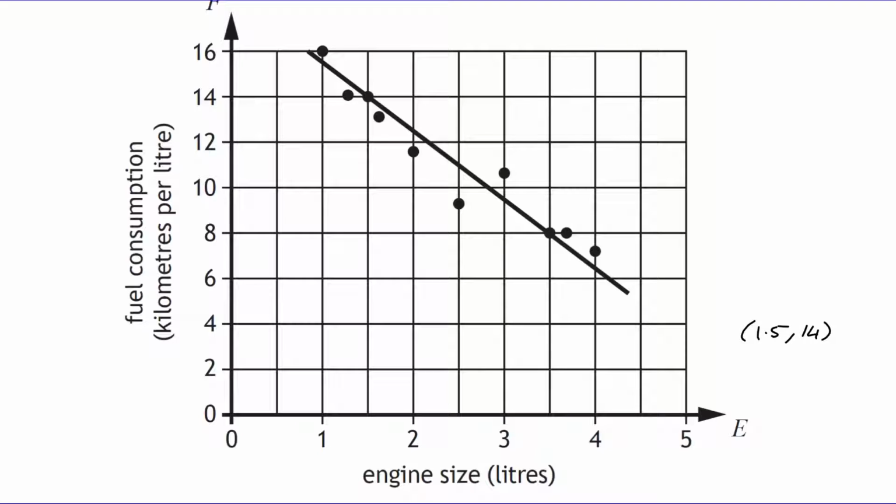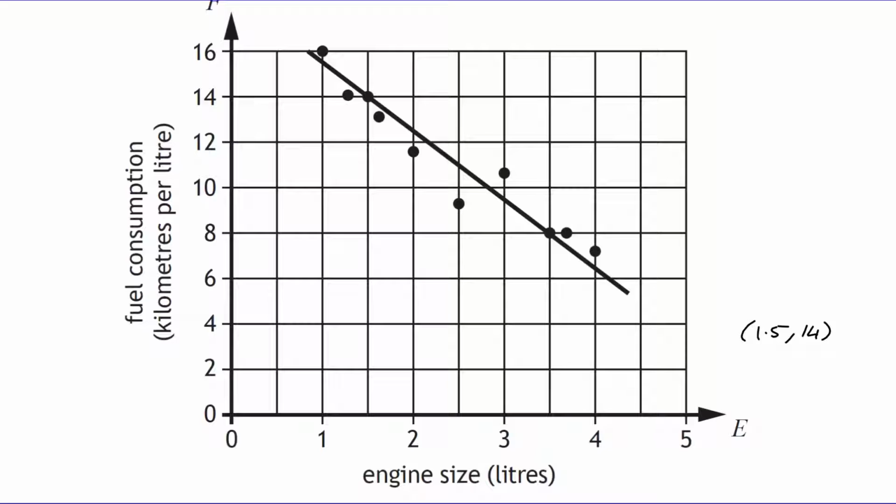So we don't really want to take a point somewhere here or somewhere in the middle of the box, because that's going to be an estimation, where it's not going to be totally accurate. We want to pick one of the ones that crosses over one of the grid lines. So the line crosses over here. So we're picking 1.5 and 14.